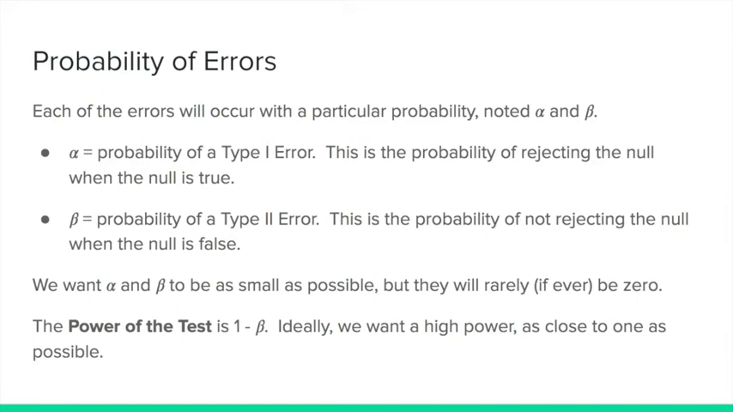So again, the power of the test, a term I mentioned on the last slide, is 1 minus beta. Usually we want this to be as close to 1 as possible. If we want beta to be small, then the power of the test, 1 minus beta, should be pretty close to 1.